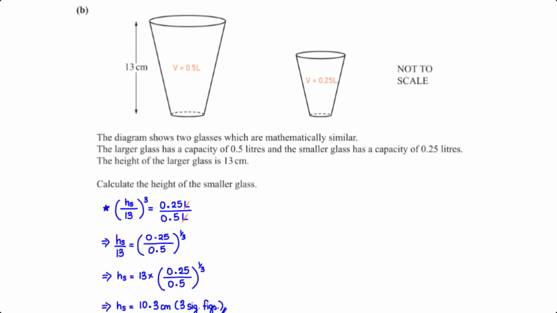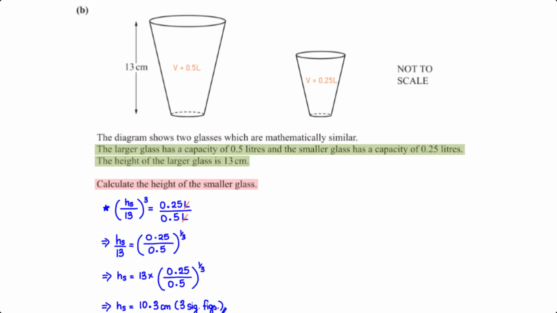The diagram shows two glasses which are mathematically similar. The larger glass has a capacity of 0.5 liters and the smaller glass has a capacity of 0.25 liters. The height of the larger glass is 13 centimeters. Calculate the height of the smaller glass.